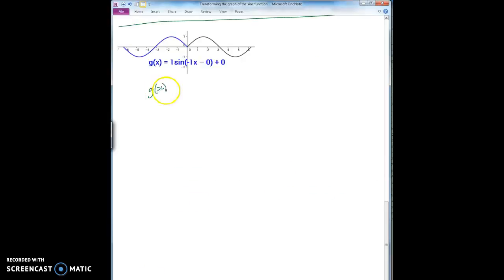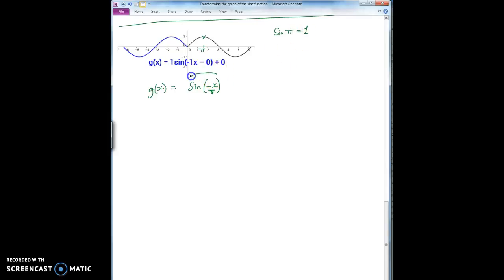This function would simplify to g of x equals sine of minus x. So what are we doing? We're reversing the sign of the input, changing the sign before we put it into the sine function. So here, when this is pi radians, we get a maximum. And the reason for that is because sine of pi equals 1.